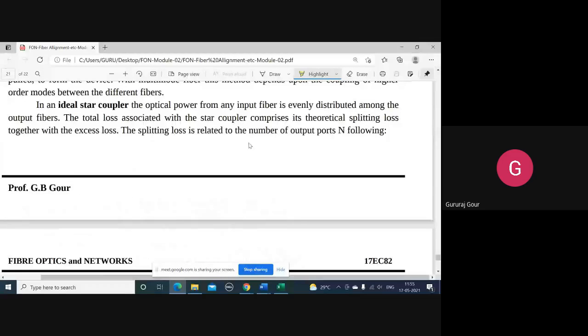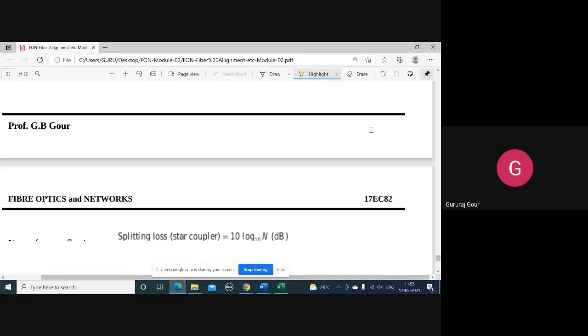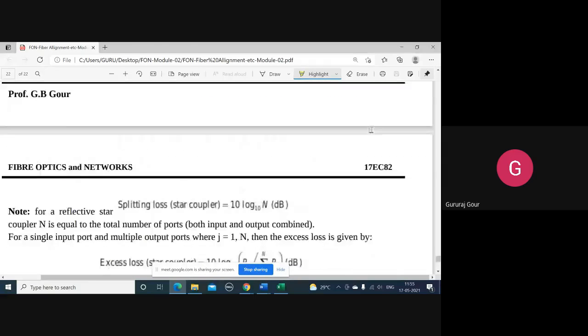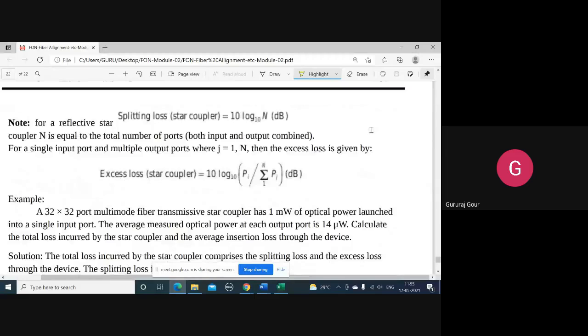For an ideal star coupler, the optical power from any input fiber is distributed among the output fibers. The total loss concerned with the star coupler consists of a theoretical splitting loss along with excess loss, as has been covered here, with n output ports.